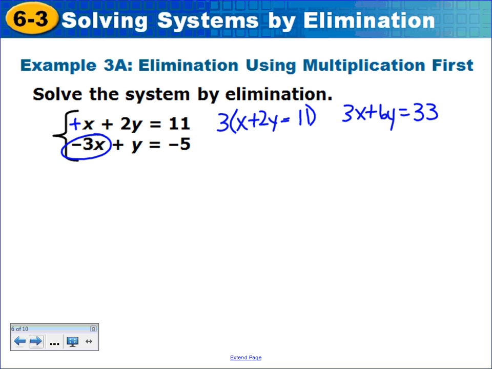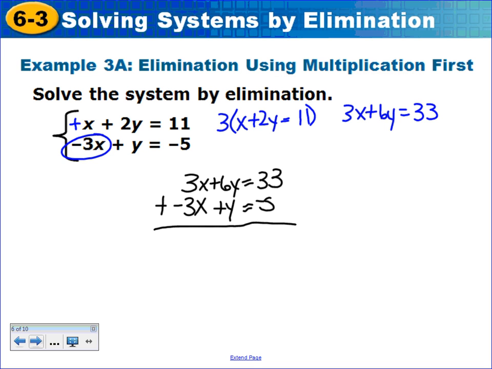Now if I rewrite my equations and stack them, I've got 3x plus 6y equals 33. If I add that to negative 3x plus y equals negative 5, then I can eliminate this 3x. So positive 3x minus 3x is 0. 6y plus y is positive 7y. 33 plus negative 5, or 33 minus 5, is 28. Divide both sides by 7. y is equal to 4.